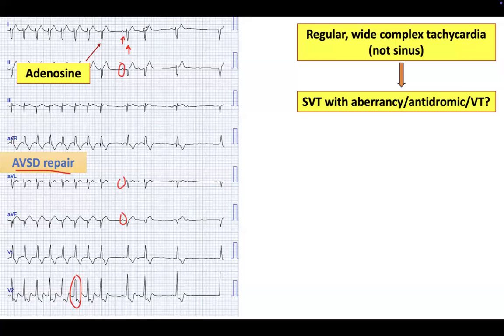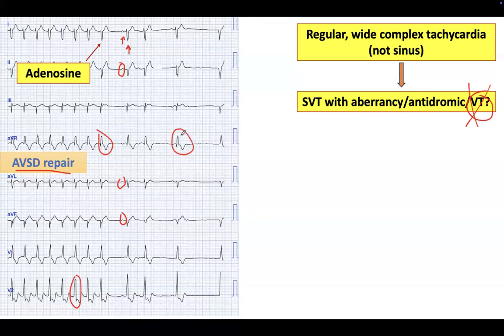P, QRS, T, P, longer PR interval, QRS, T, P, QRS, T, P. The point is, did you terminate the tachycardia, yes or no? Yes, terminated. Is it VT, yes or no? No, because adenosine responsive. Most likely supraventricular. It's not VT, okay?